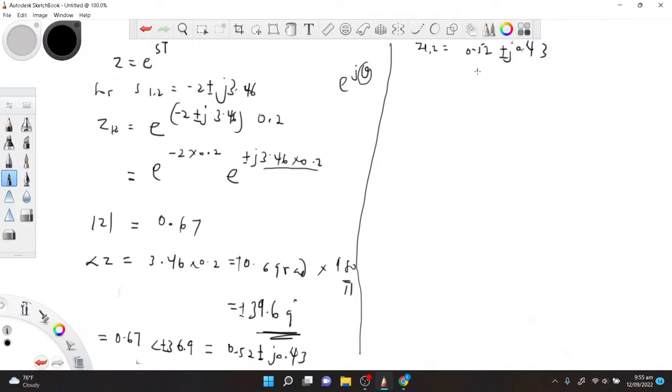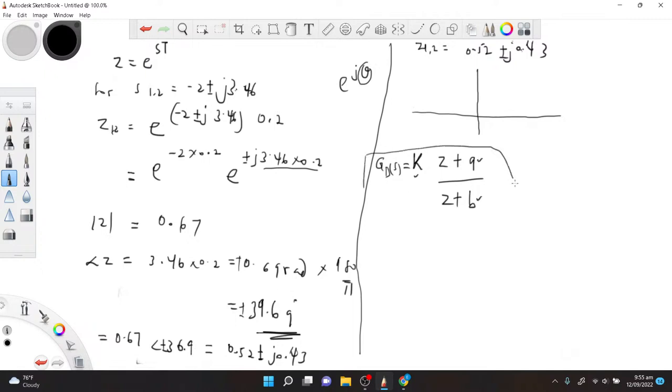Now let's draw this. We want to find the controller, the compensator. We said to take the transfer function of the compensator to be K times (z plus A) over (z plus B). So what do we want to find? We want to find A, B, and K. That will help us find our controller, or compensator, transfer function, which is given by this.